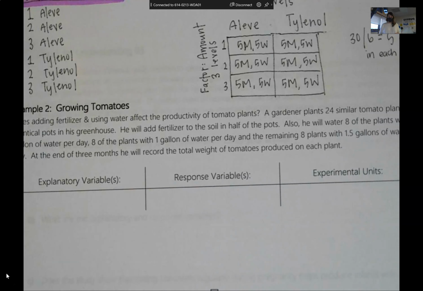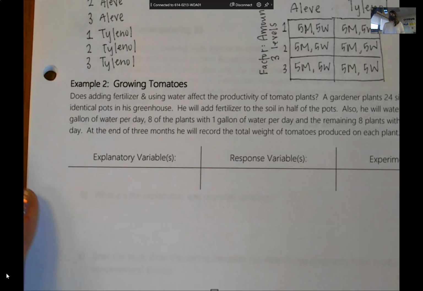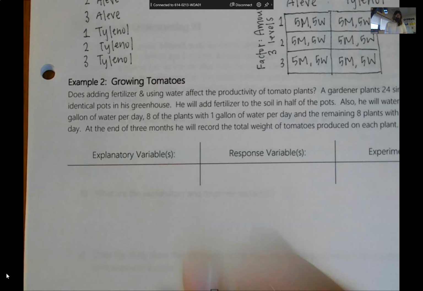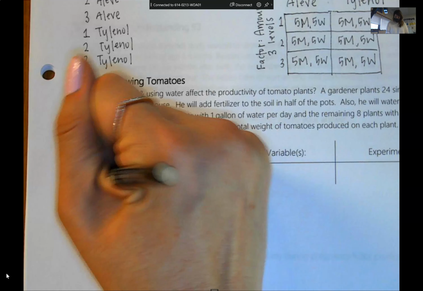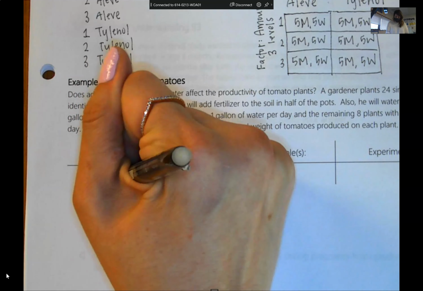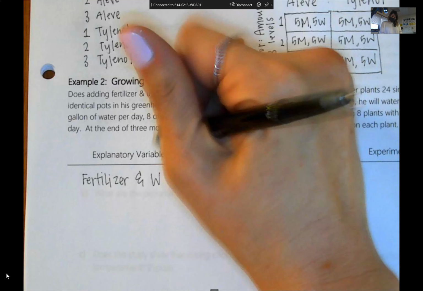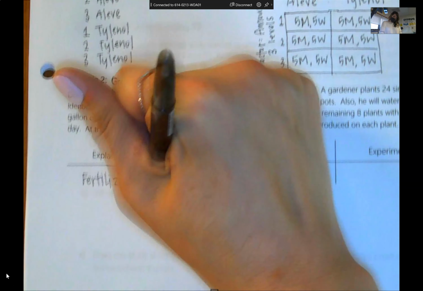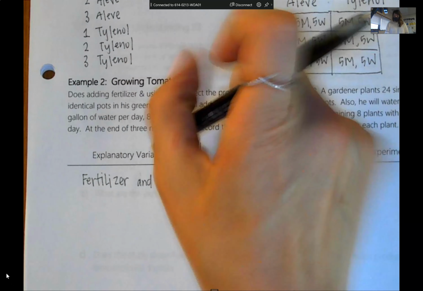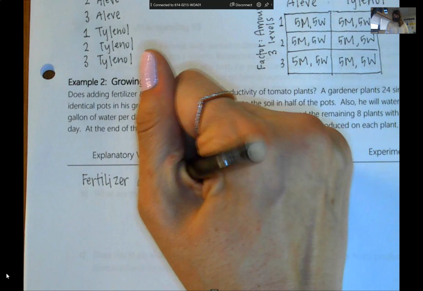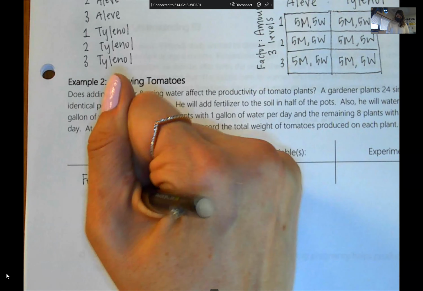on each plant. So in this case, our explanatory variables, there are 2. It is fertilizer and water. So we are controlling, do they get the fertilizer, yes or no, and how much water they get. That means we have 2 factors.